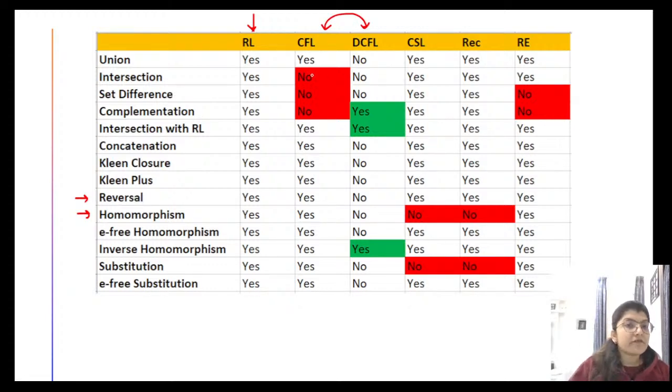That CFL में सिर्फ तीन चीजों में वो क्लोज नहीं है और DCFL में वो तीन चीजों में ही क्लोज है. Then CSL is closed under everything except two, that is homomorphism and substitution. So CSL and recursive are equal. रिकर्सिव भी होमोमॉर्फिज्म एंड सब्स्टिट्यूशन में क्लोज नहीं है, बाकी सब में क्लोज है. एंड रिकर्सिव एन्यूमरेबल इज क्लोज अंडर एवरीथिंग एक्सेप्ट सेट डिफरेंस एंड कॉम्प्लीमेंटेशन.